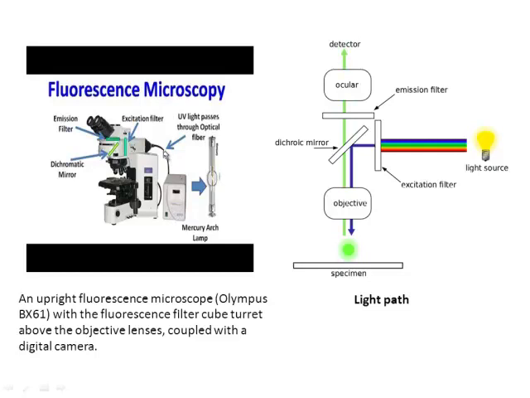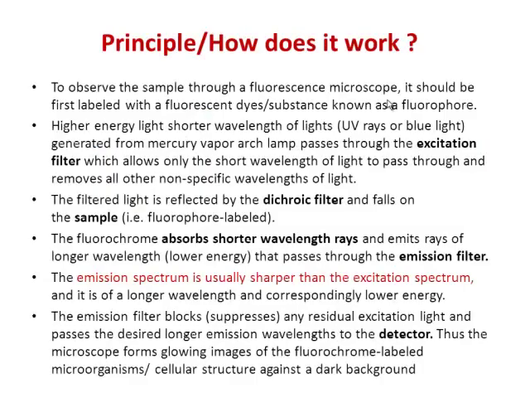The light coming from the light source passes through the excitation filters that are chosen by the user, and then from the excitation filter the light rays fall on the dichromatic mirror and pass through the emission filter. From the emission filter they can be seen through the detector after passing through the ocular lens. So now let's see how this works.